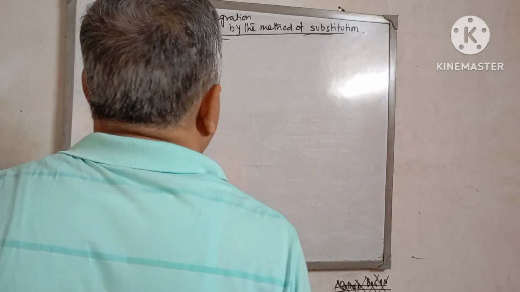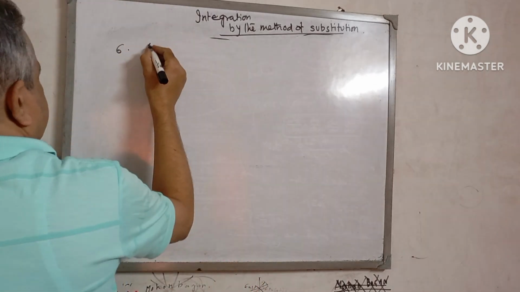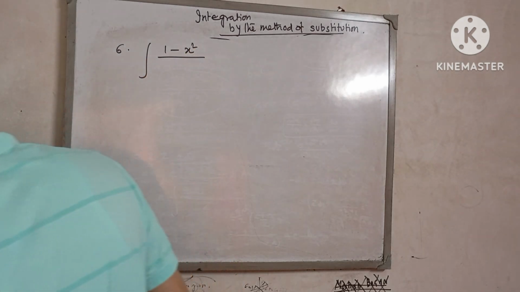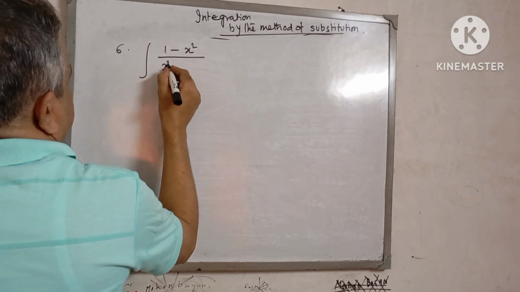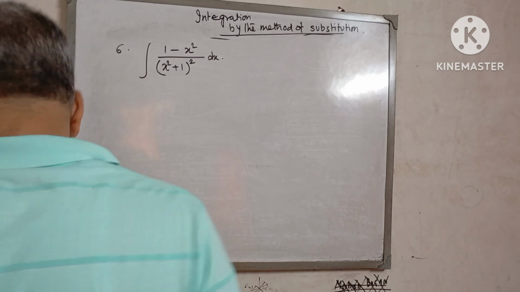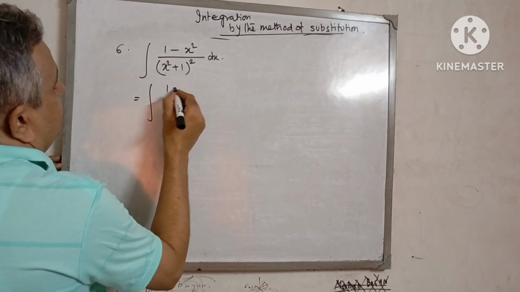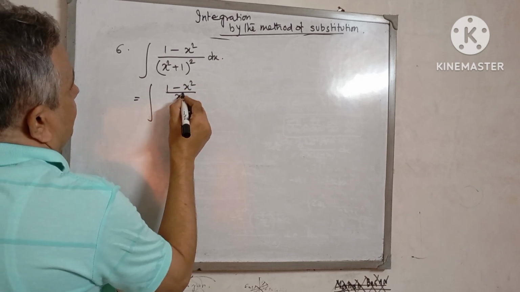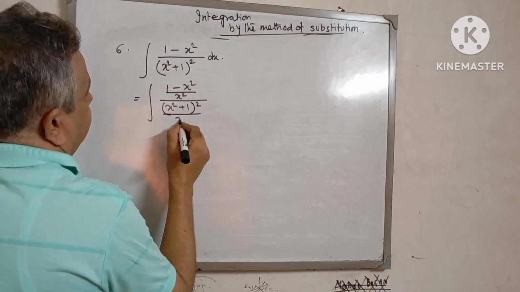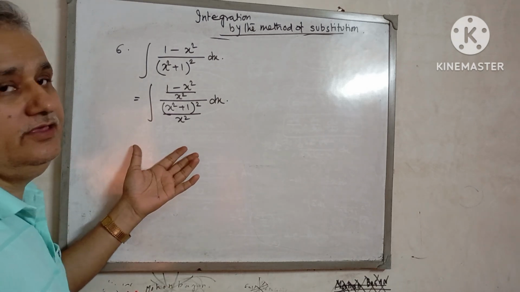Okay, now my 6th and last problem today is the integration of 1 minus x square divided by x square plus 1 whole square dx. This is my last problem of today. We divide both numerator and denominator by x square.